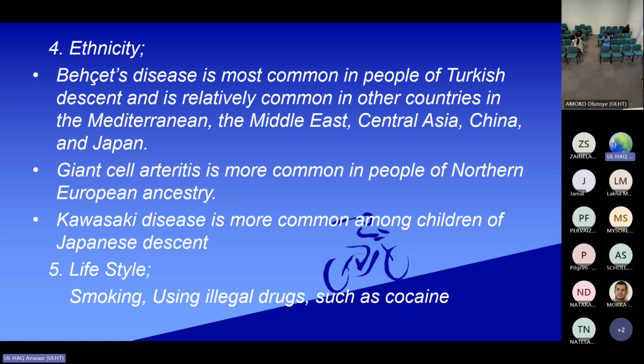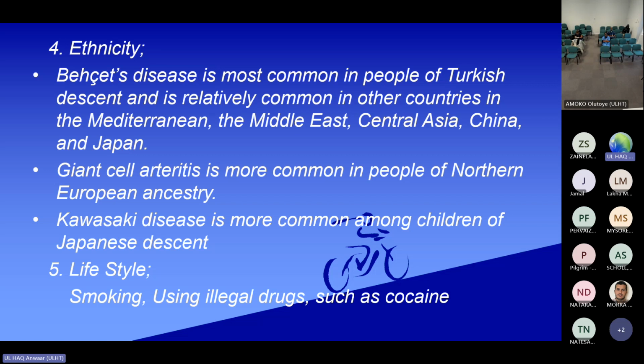Giant cell arteritis is much more common in Northern European ancestry. It's also frequently encountered in the UK, but it's more common in European populations and less common in Asian populations. Kawasaki and Takayasu disease are both more common in Asian populations, especially Japanese.